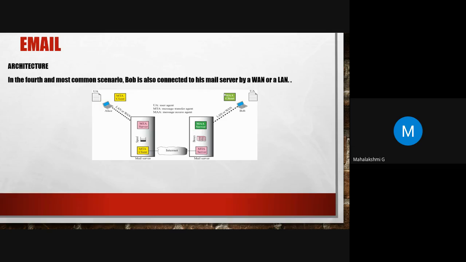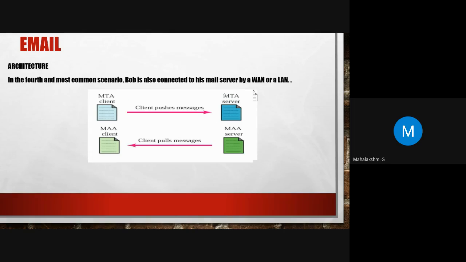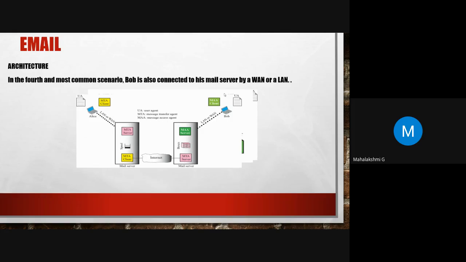Neither of these situations is feasible today. Second, note that Bob needs another pair of client server programs, which is a message access program. This is so because an MTA client server program is a push program, but Bob needs a pull program. So to push the message, we use the message transfer agent, and to pull the message, we use the message access agent. Now we are going to see one by one these components in detail and their corresponding protocols.